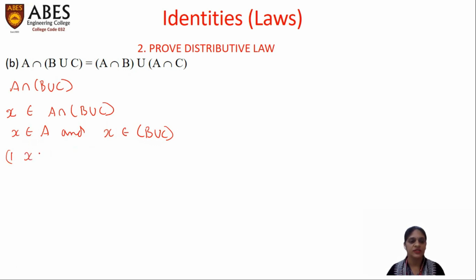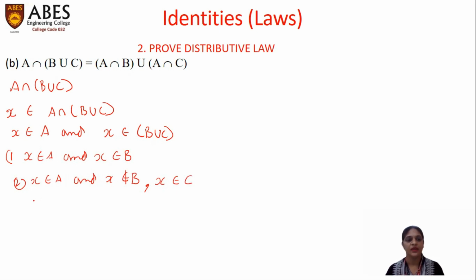That is, first possibility is X belongs to A and X belongs to B. And second possibility is X belongs to A and X does not belong to B. In this case, if X does not belong to B, then X must belong to C. This is the possibility. Okay. Then these two possibilities are there.